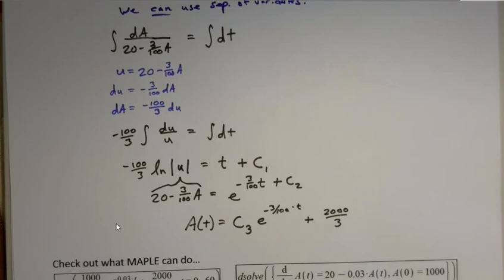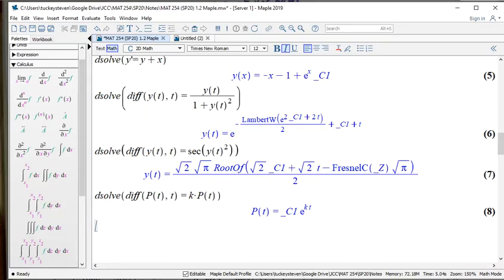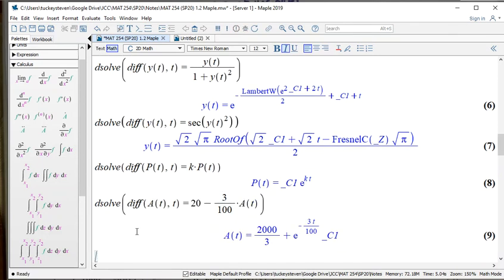But if you hop into Maple, you can actually take a look at how to solve this thing in Maple in one fell swoop. We can do it as a dsolve and find the general solution. I'm just going to type in my differential equation, A of t, comma t, and my equation was 20 minus 3 over 100 times A of t. Now this is Maple solving it, and it should look exactly like what I got. Sure enough, it does. Yay!